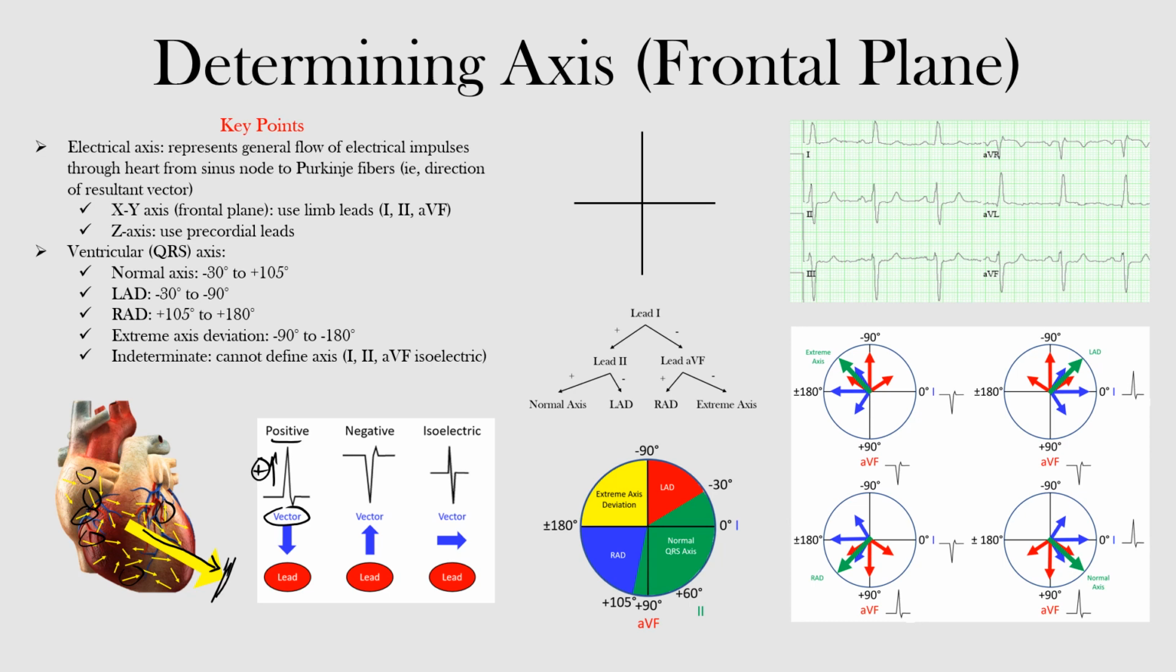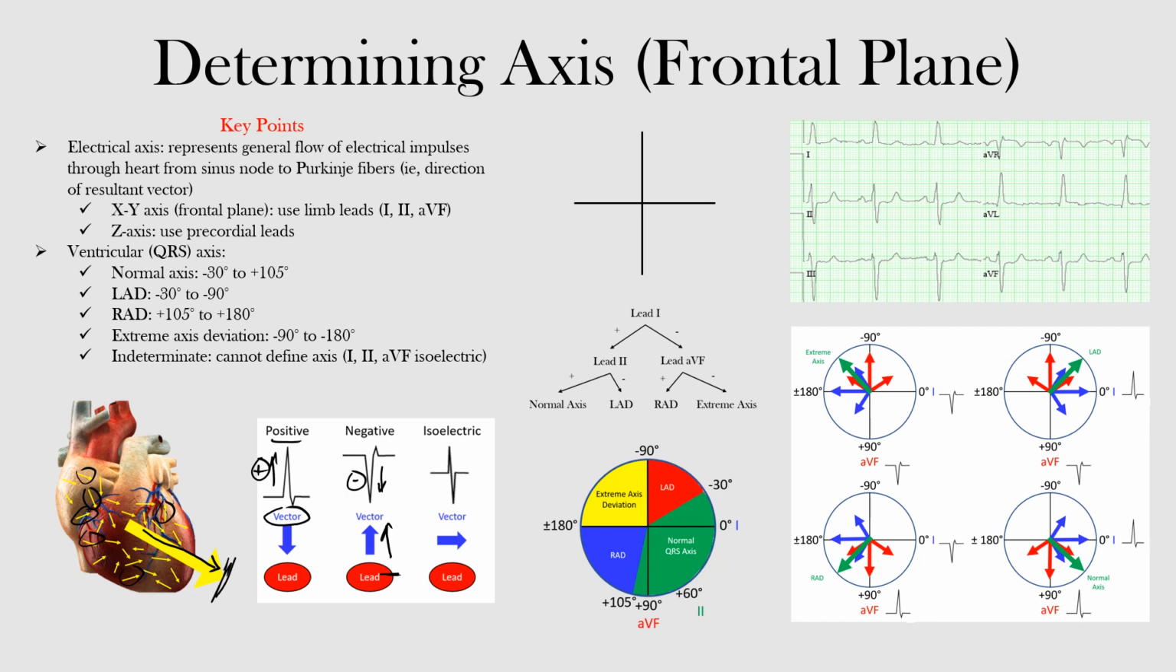If the QRS complex is negative in a lead, it suggests that the vector is traveling away from that lead and the axis is roughly in the opposite direction. So now we have our vector traveling in this way, away from our lead, and because of that, we have a negatively deflected QRS complex.